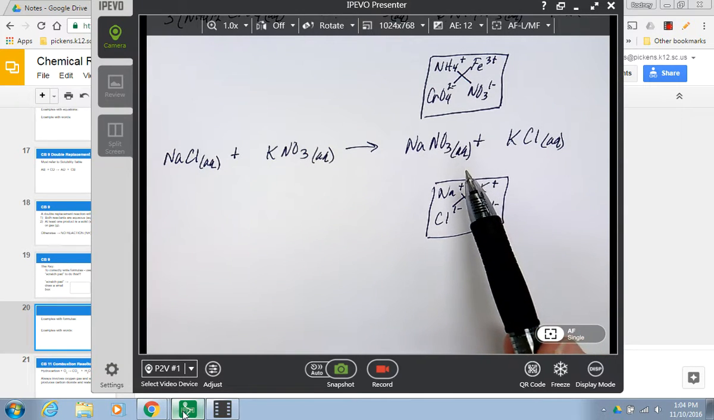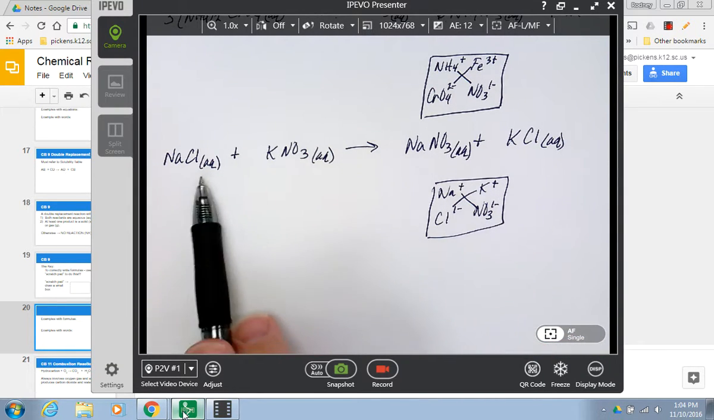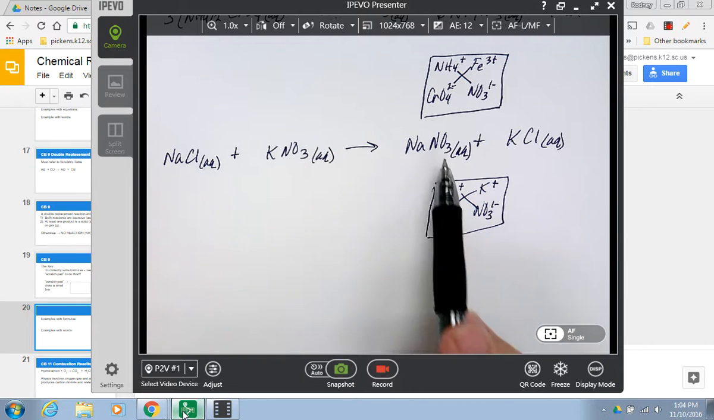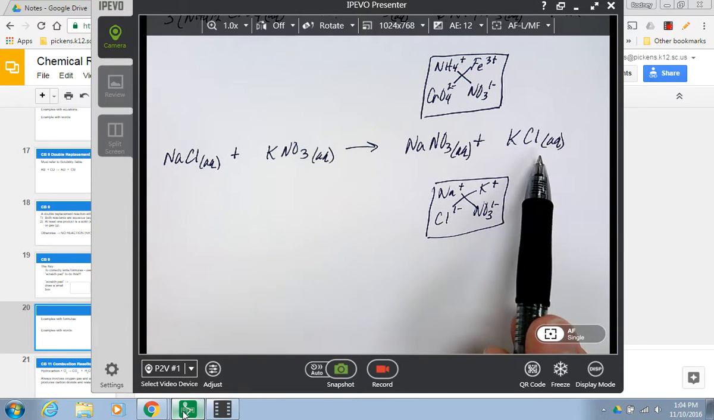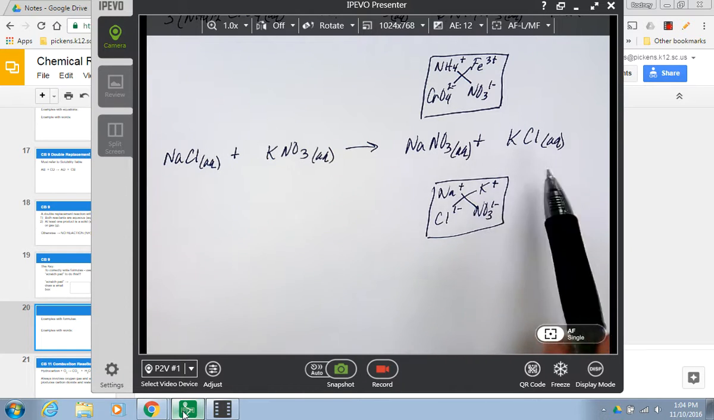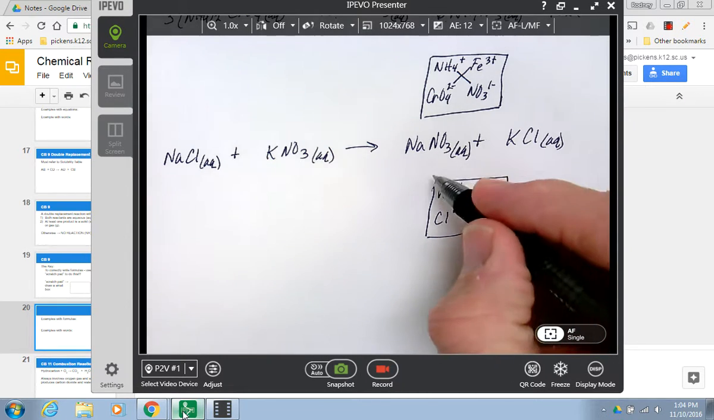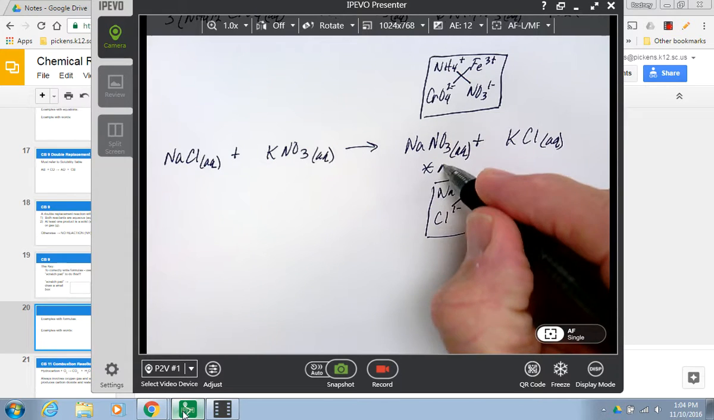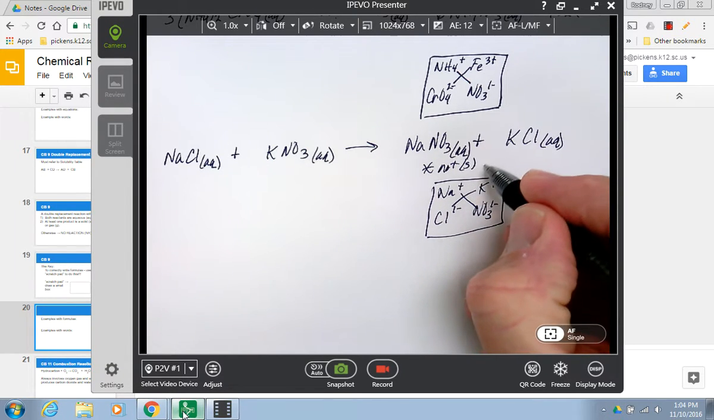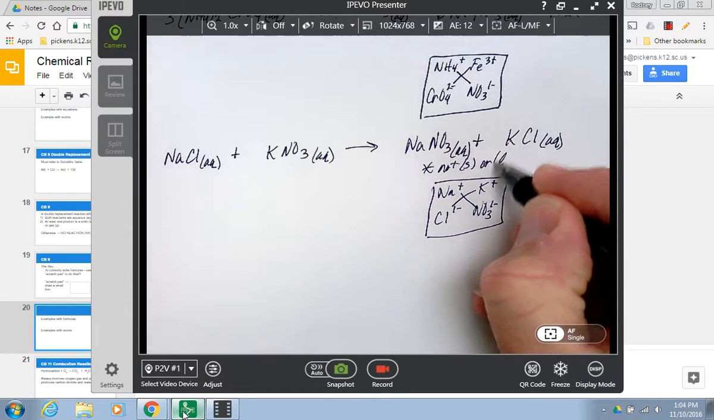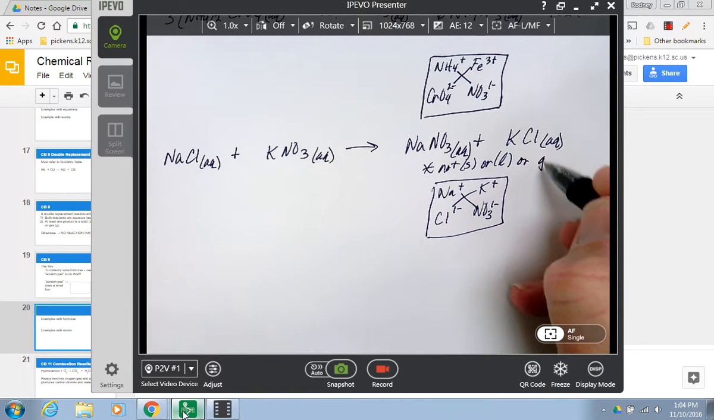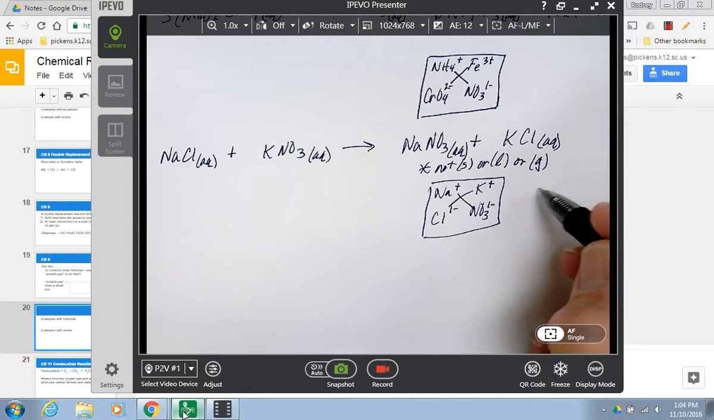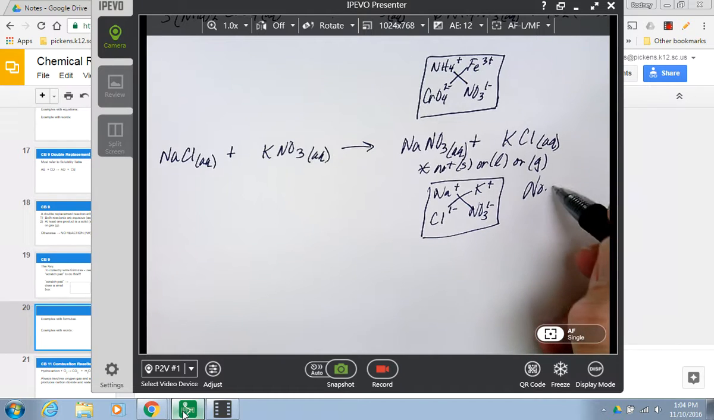Remember what we said? Look back in your notes. Both your reactants must be aqueous, and one of your products must be either a solid, a liquid, or a gas. So since we don't have a solid, liquid, or gas, then what do we say? No reaction, okay?